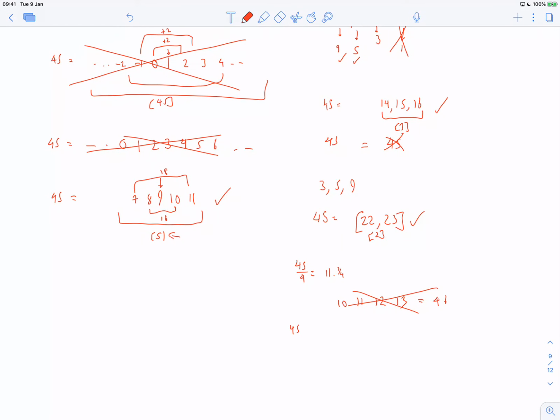What about 45 over 6? Well, 42 over 6 is 7. That's going to leave 3 left over, so that's 7.5. So, if I have a 7 and an 8, these add up to 15. And then if I go 6 and 9, they add up to 15. And if I go 5 and 10, they add up to 15. So this is my sequence of 6 numbers that do add up to 45. So that one works.